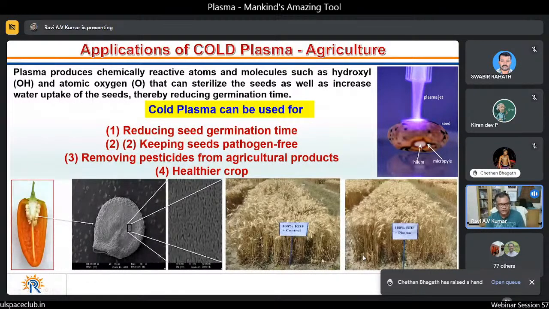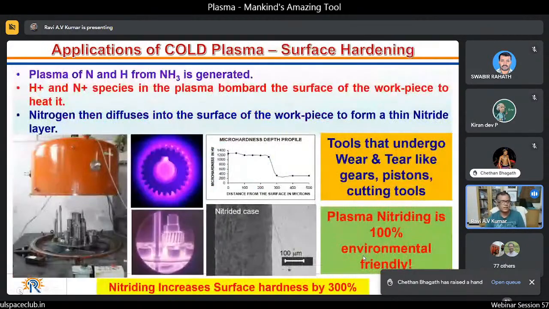Now you can see this is a study which we did on wheat. This is plasma treated wheat, and this is non-plasma treated. They could find a 14% increase in yield, and the general health of the plants also was much better in the plasma activated seeds. So this is a very important application of plasma in terms of agriculture.